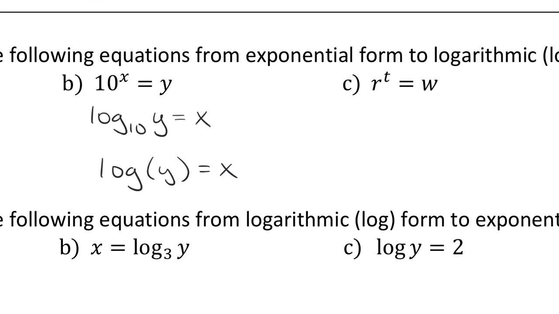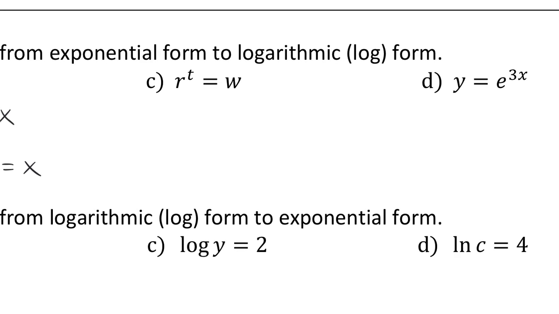Okay, what about c? What is the base of expression c? r. So we're going to write log base r of what? w equal to t. You're looping them around, so the output w becomes the input of the logarithm. Your input t becomes the output of the logarithm.